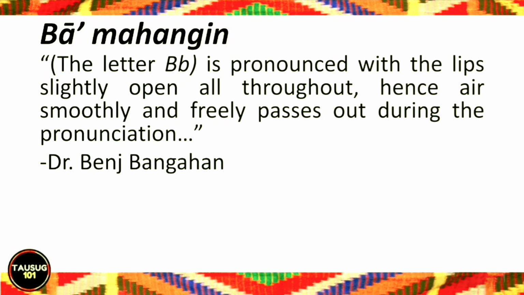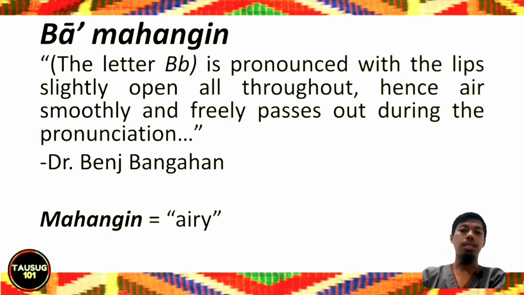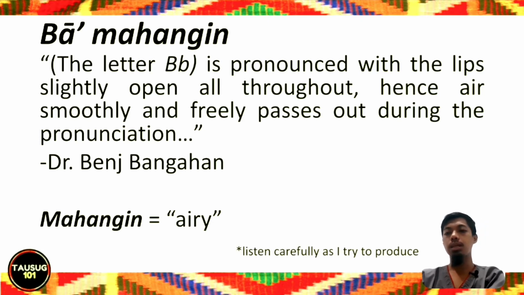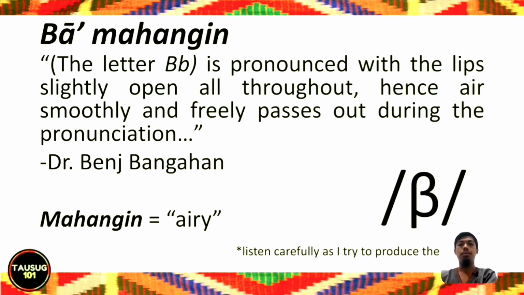Bā Mahangin, according to Dr. Benj Bangahan, is produced when the letter ba is pronounced with the lips slightly open all throughout. Hence, air smoothly and freely passes out during the pronunciation. Mahangin means airy. Listen carefully as I try to produce the sound. Va, va, va.